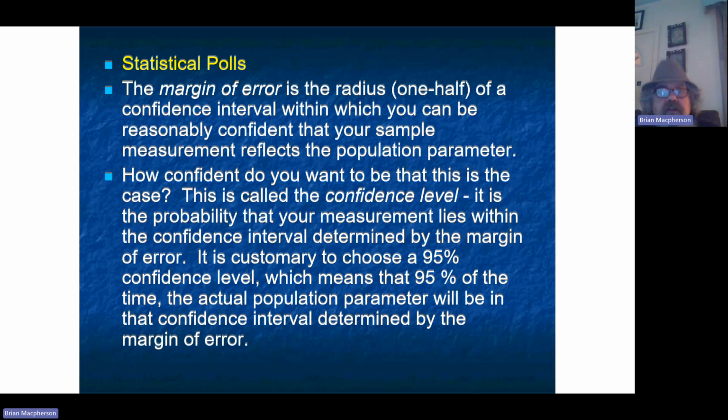So again, it is customary. By the way, not all statistical polls, some polls try for a 99% confidence level, but that's pretty hard to achieve. Most studies, at least statistical polls, go with a 95% confidence level. So in a 95% confidence level, that means that 95% of the time, the actual population parameter will be in that confidence interval determined by the margin of error, okay?